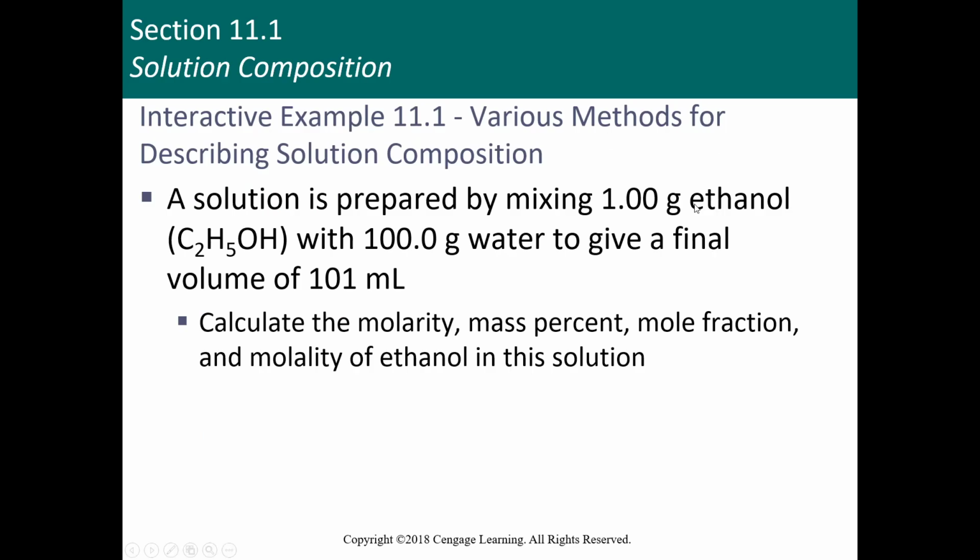So a solution is prepared by mixing 1 gram of ethanol with 100 grams of water to give a final volume of 101 milliliters. Let's calculate the molarity, mass percent, mole fraction, and molality of the ethanol in this solution. That is solute ethanol, solvent water. Notice they've given you a final volume here. You have the grams of the water, which is your solvent, and you have the grams of your ethanol.